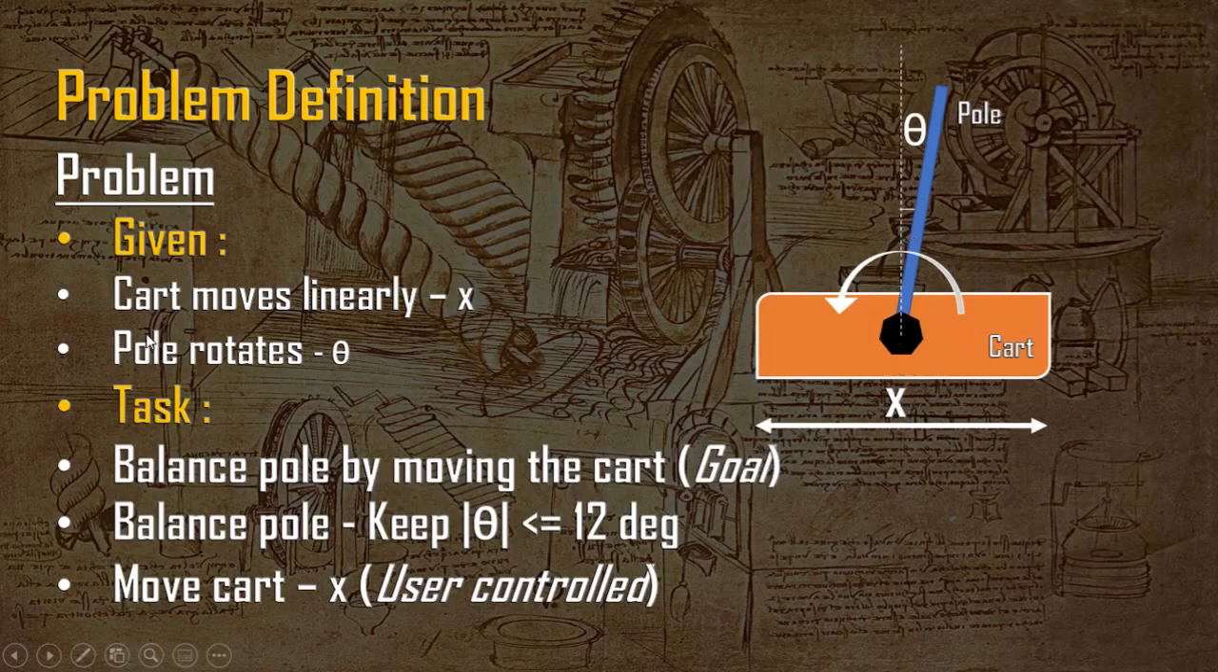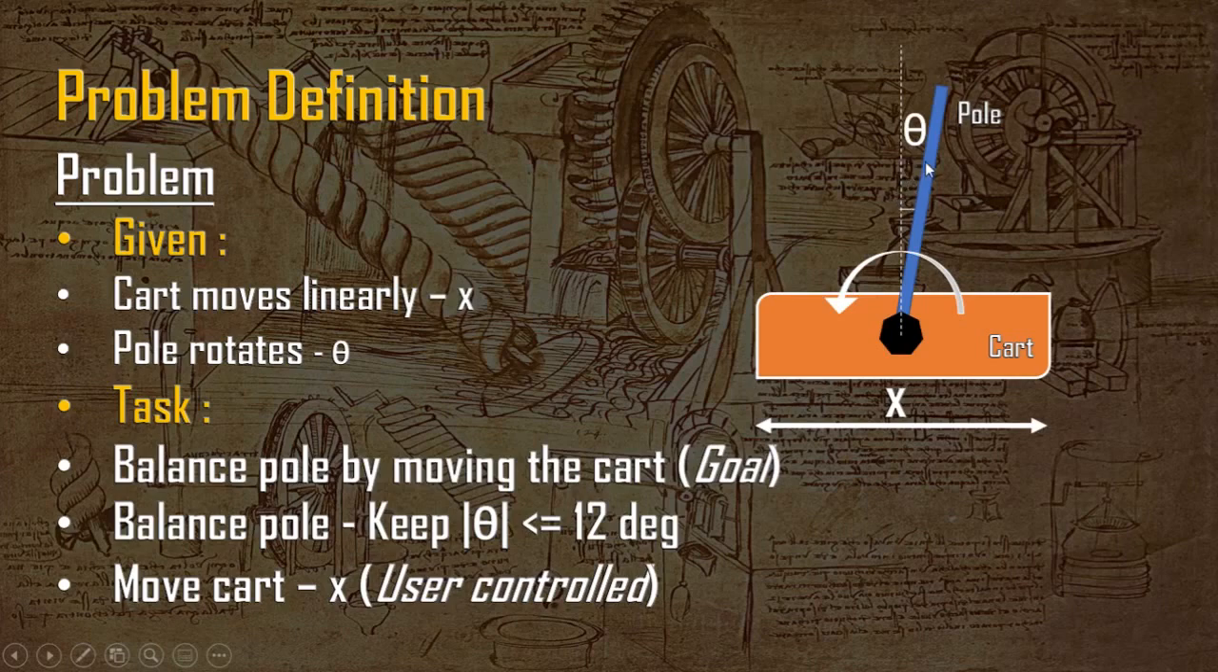What is given is that the cart moves linearly, so x is the variable which determines its movement, and the pole rotates, and the angle of the pole with the vertical axis is given by theta. And the task is to balance the pole by moving the cart. So the movement of the cart is under our control, and by balancing the pole, we mean that we want to keep this angle within a certain limit.